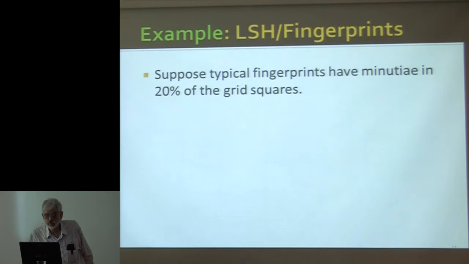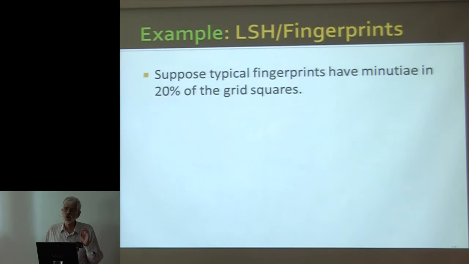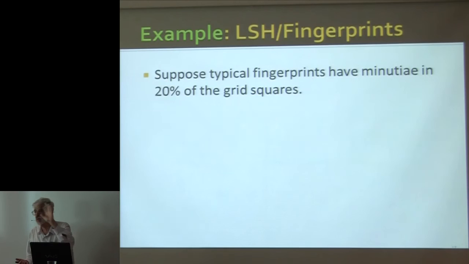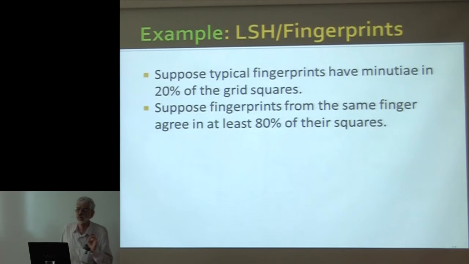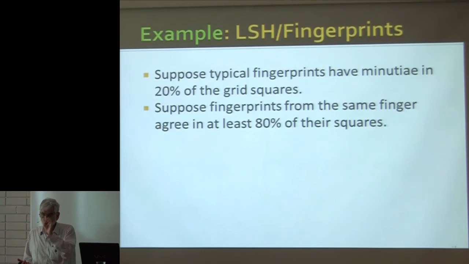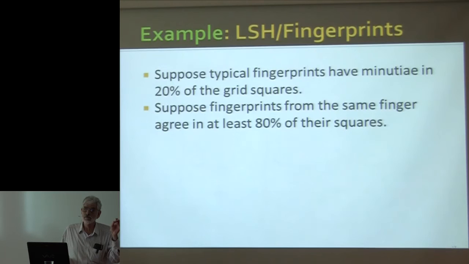Okay, now I want to do some arithmetic here, so I'm going to assume that the fingerprints have minutiae in 20% of the grid squares. Whether they're really there, or in a neighboring square, it doesn't matter, but basically I'm going to assume that each fingerprint has ones in 20% of the grid squares. And I'm going to say that if the fingerprints are actually a match, the chances are 80% that if one has a minutia in a grid square, the other will also be deemed to have a one in that grid square as well. Could be that it's really there, or it's nearby in one of the neighbors, but the important thing is this probability is much bigger than 20%. It's let's say 80%.